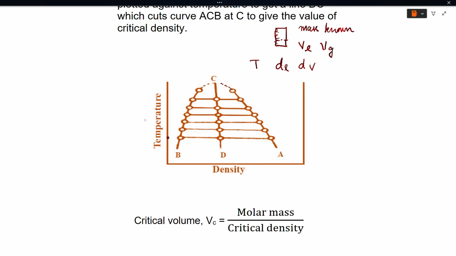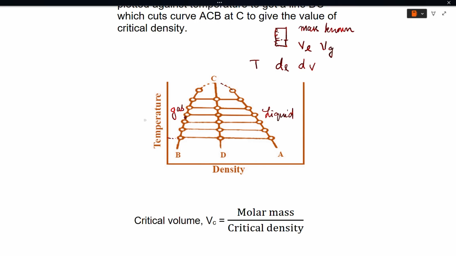So these are for the gas, because density is low for the gas, and these are for the liquids. They will have a higher density. Now, these values are plotted.